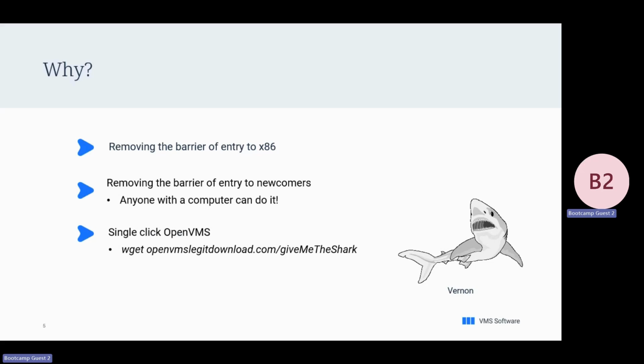And it's super simple. Basically, anyone with a computer can do it. Almost. My grandma couldn't, but most people could. And also, in the end, the goal is really just to have a single-click OpenVMS install for you. You just do this command, the download, you get the image right to your computer installed, and then you have OpenVMS up and running in just one command. That's our end goal.